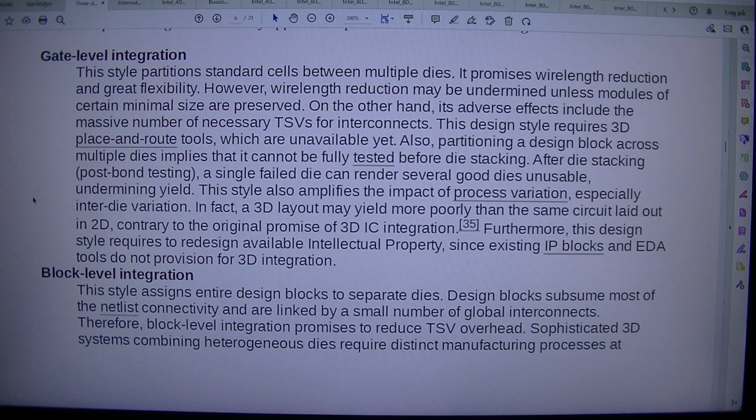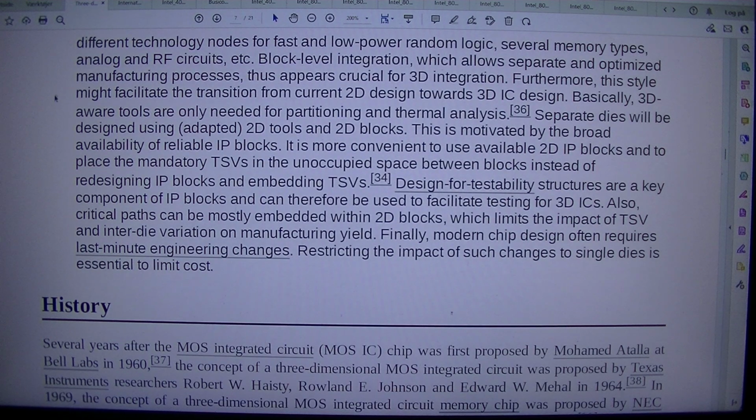Sophisticated 3D systems combining heterogeneous dies require distinct manufacturing processes at different technology nodes for fast and low-power random logic, several memory types, analog and RF circuits, etc. Block-level integration, which allows separate and optimized manufacturing processes, thus appears crucial for 3D integration. Furthermore, this style might facilitate the transition from current 2D design towards 3D IC design. Basically, 3D-aware tools are only needed for partitioning and thermal analysis.